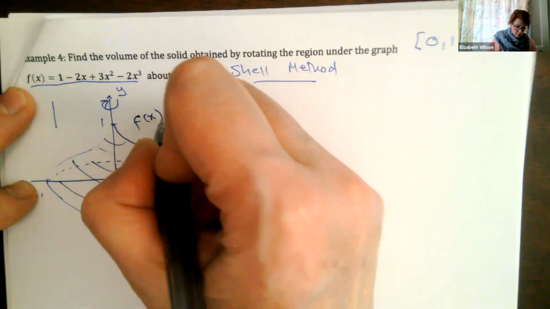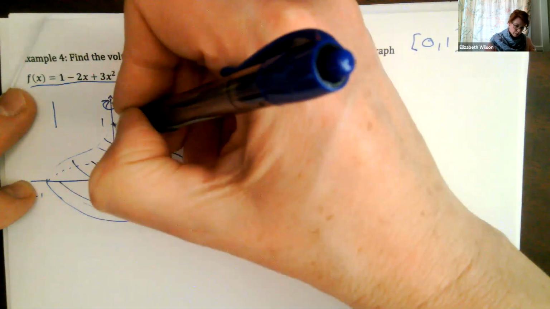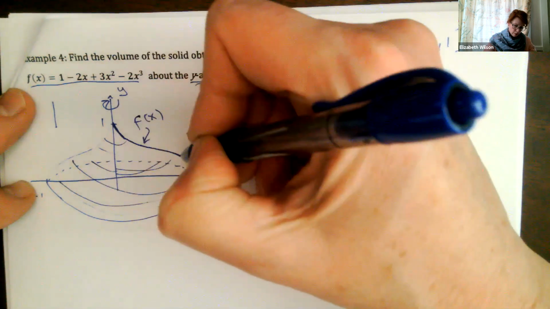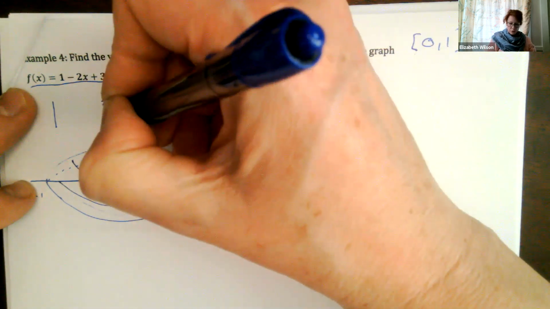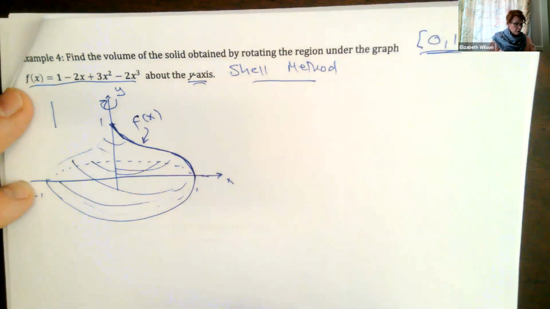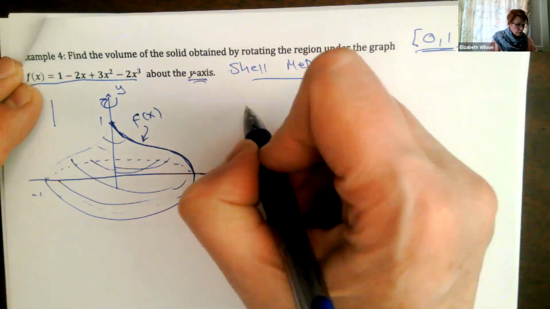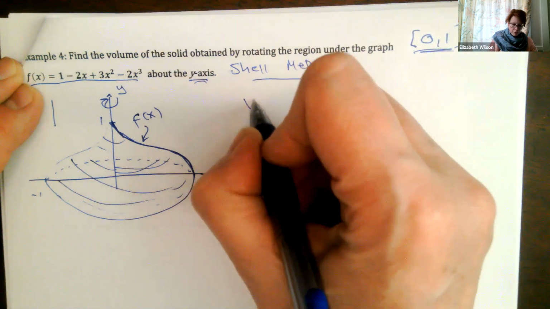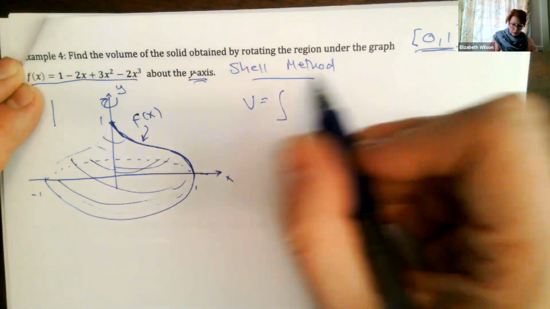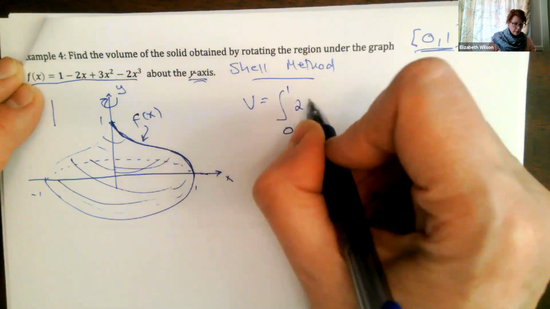Now this is our function right here, f of x. Maybe I'll make that a little bit darker so you can see it. So our nice function, from 0 to 1. That's the part I forgot to give you before. Now we're going around a vertical axis, so I'm going to do my shell method. My volume is going to be, bounds of integration 0 to 1, 2 pi. Now let's think about our radius.